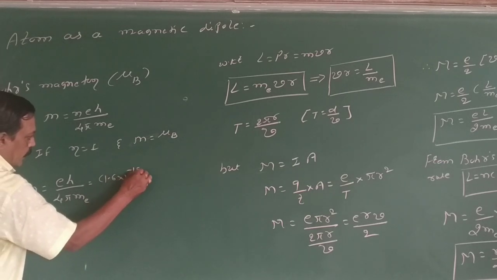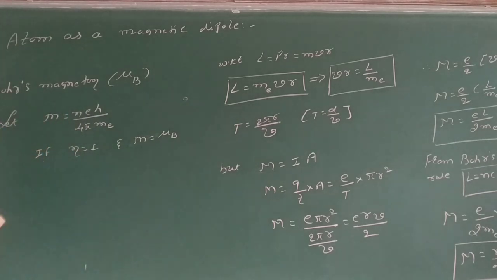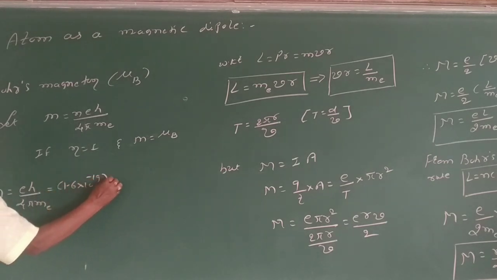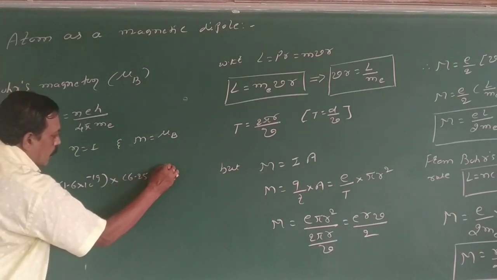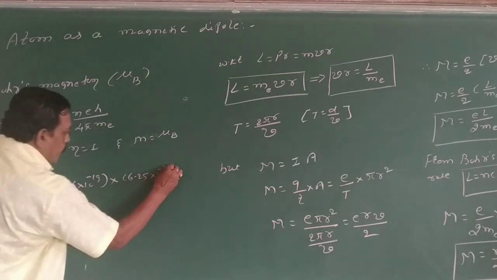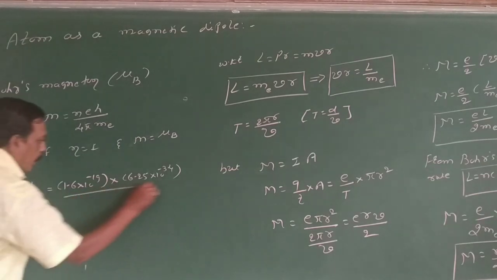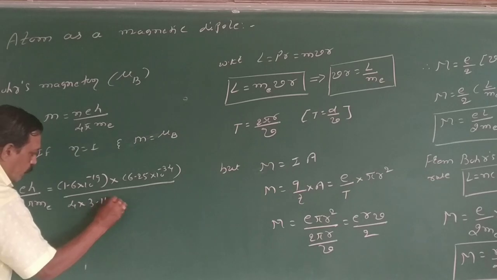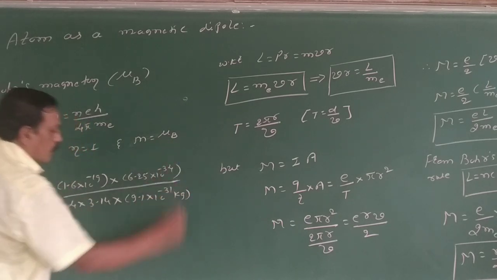Here e is 1.6 into 10 to the power of minus 19 coulomb, the charge of the electron. h, Planck's constant, is 6.25 into 10 to the power of minus 34. Then 4 pi is 4 into 3.14, and the mass of the electron is 9.1 into 10 to the power of minus 31 kg.